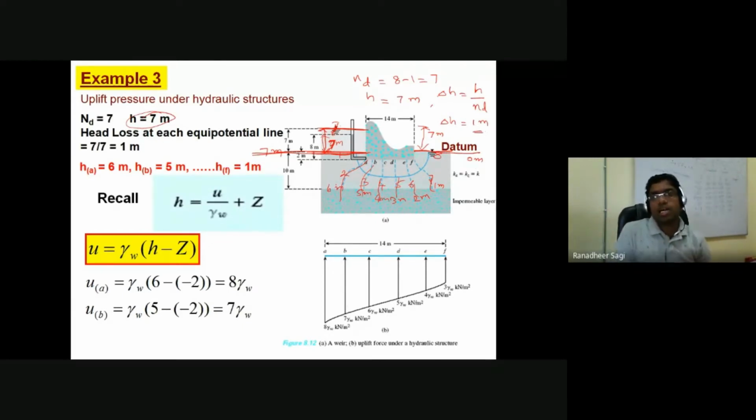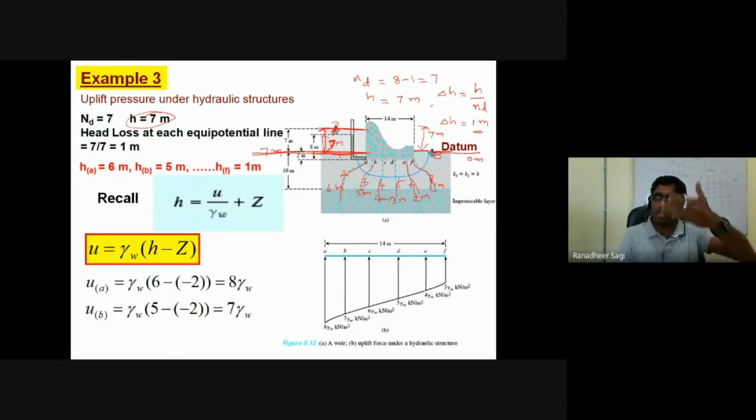Once we understand our total head values corresponding to all those equipotential lines, let me identify the points at which I am trying to calculate the uplift pressures. At points A, B, C, D, E, F, where are those points lying? Are they specifically lying on any equipotential lines? Yes. Point A is lying on the second equipotential line, point B on the third equipotential line, point C on the fourth equipotential line, point D on the fifth equipotential line, point E on the sixth equipotential line. This is what I am referring to. And point F is lying on the seventh equipotential line.